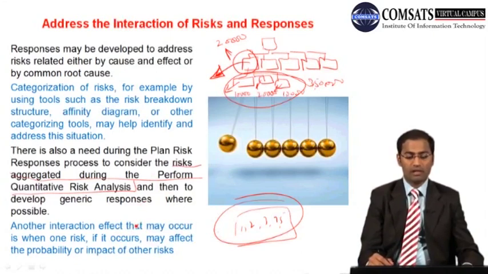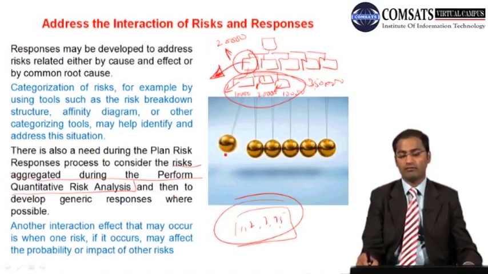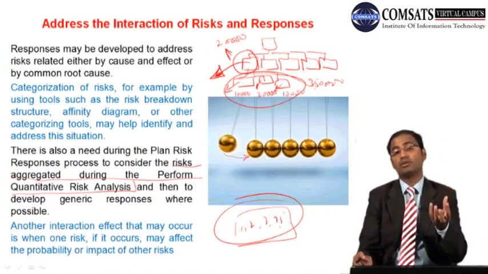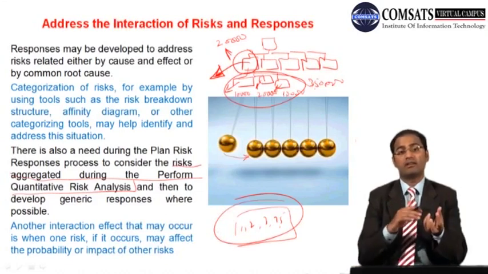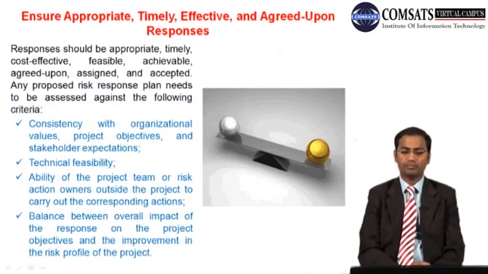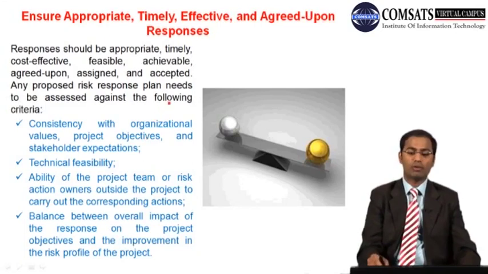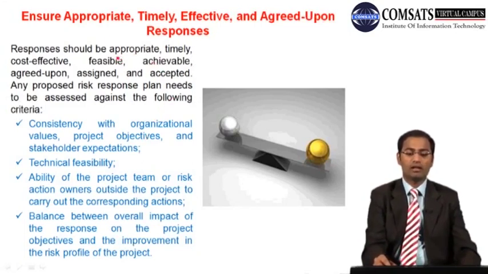Another interaction effect that may occur is when one risk, if it occurs, may affect the probability or impact of other risks. So this ball will strike that, and the whole lot will go over there. If one risk occurs, you should have a very good idea how it may lead to the triggering of other risks. And then you should be ensuring appropriate, timely, effective, and agreed upon responses. Responses should be appropriate, meaning in accordance with the level of effort and other things.